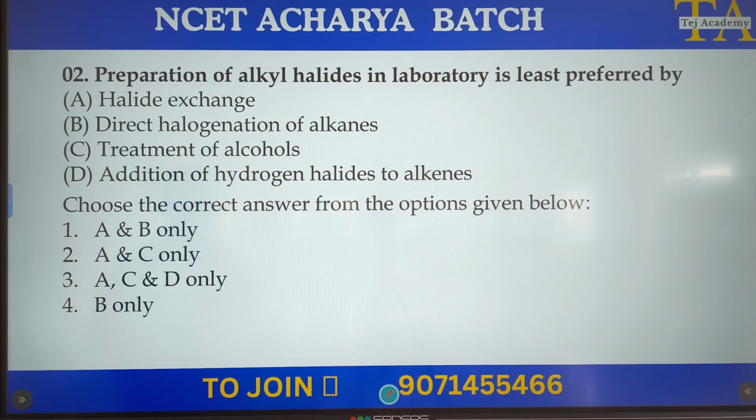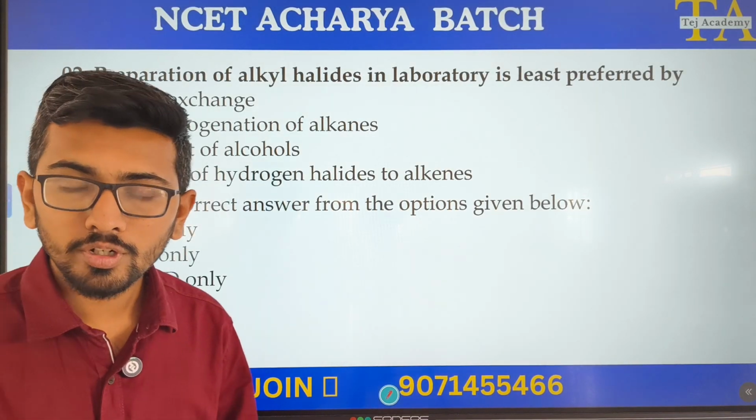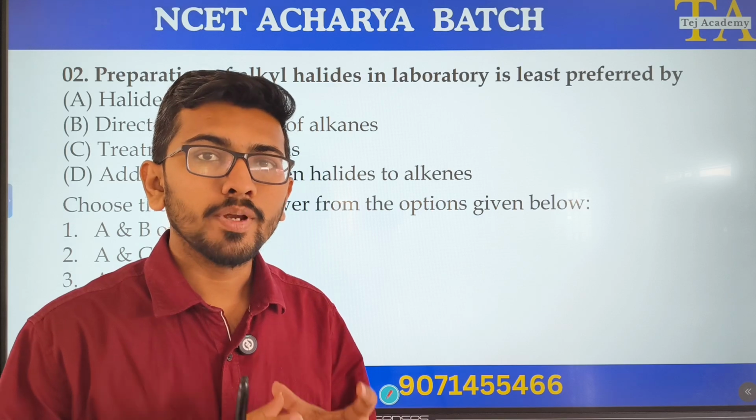Next question. Preparation of alkyl halides in laboratory is least preferred by: A, halide exchange; B, direct halogenation of alkanes; C, treatment of alcohols; D, addition of hydrogen halides to alkenes. Choose the correct answer from the options given below. First one A and B only, second one A and C only, third one A, C, D only, fourth one B only. So according to NCERT, any chemical which we prepare in the lab should be controlled and it should also give a major product.